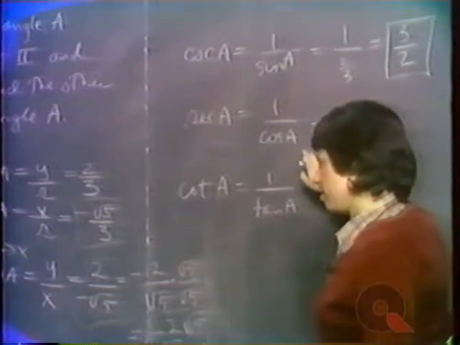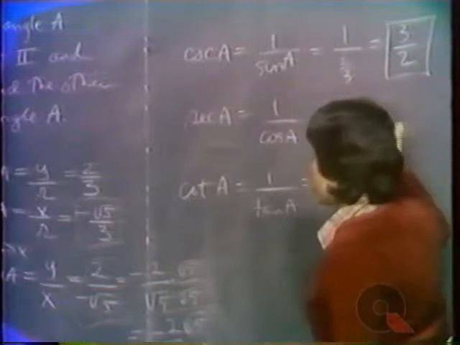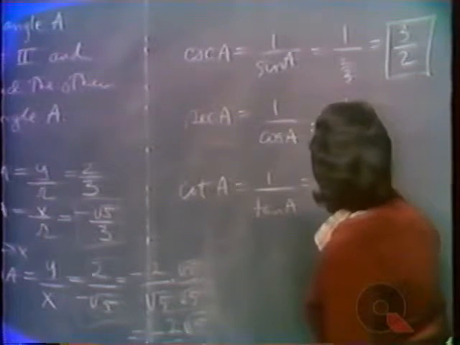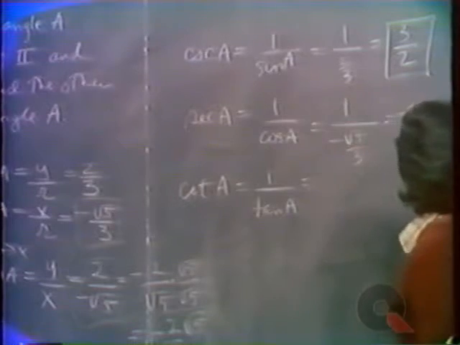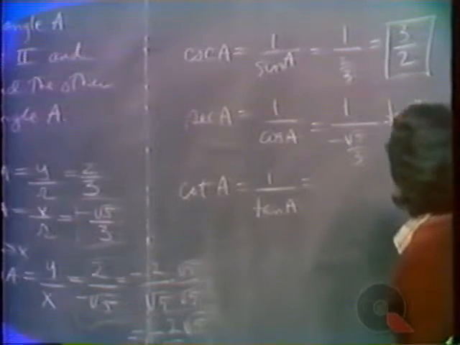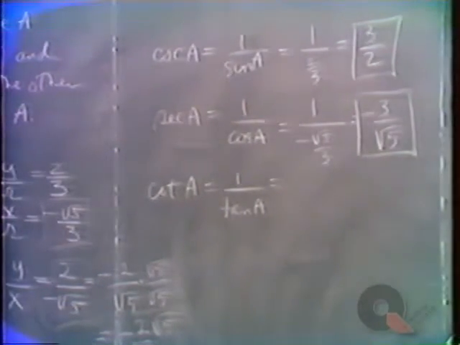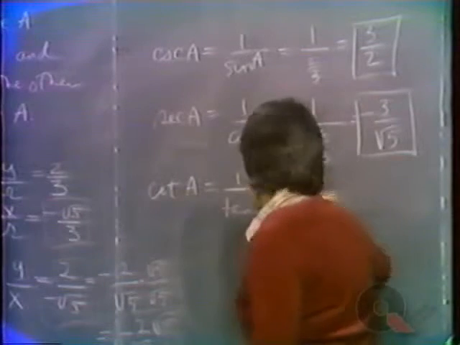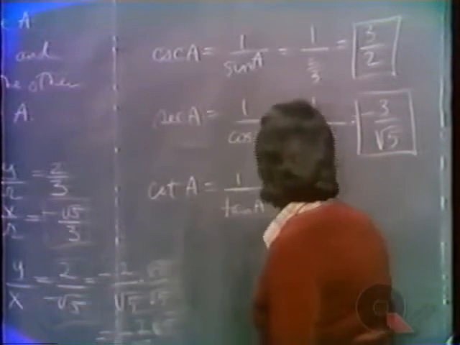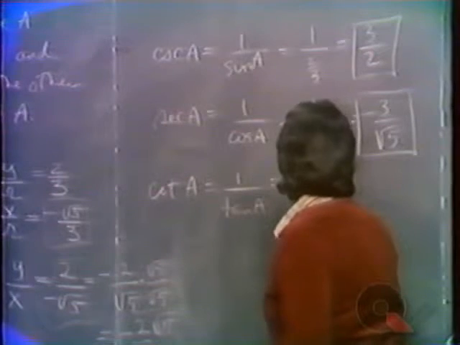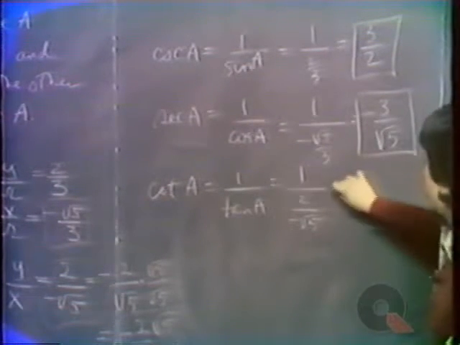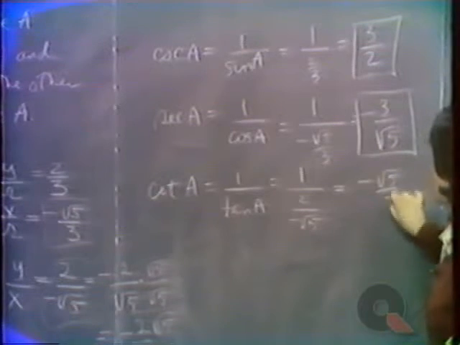One over cosine A, 1 over minus the square root of 5 over 3, which gives us minus 3 over the square root of 5. And if you want to rationalize the denominator, you can multiply top and bottom by the square root of 5 and get minus 3/5 the square root of 5. And finally, 1 over tangent A, 1 over 2 over the negative square root of 5 would be minus the square root of 5 over 2.